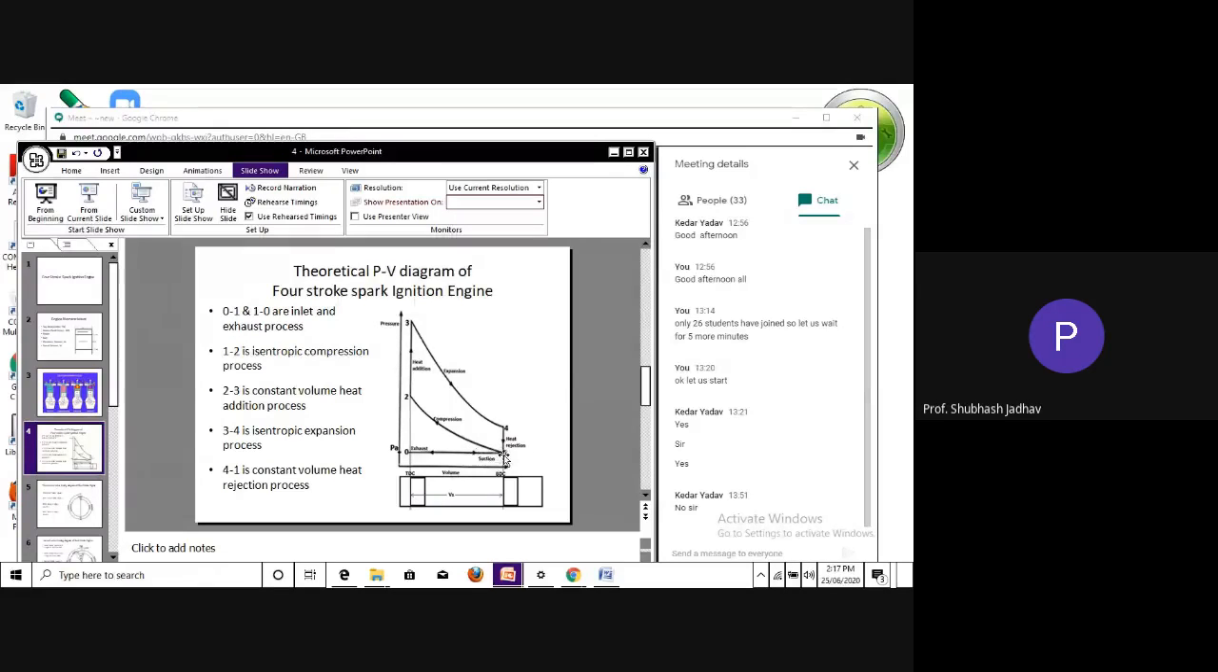But in order to move from 1 to 0, first it has to reach 1. But now we have reached up to only 4. And what is this 4-1 process? The 4-1 process is constant volume heat rejection process. That is similar to what we did during the combustion.